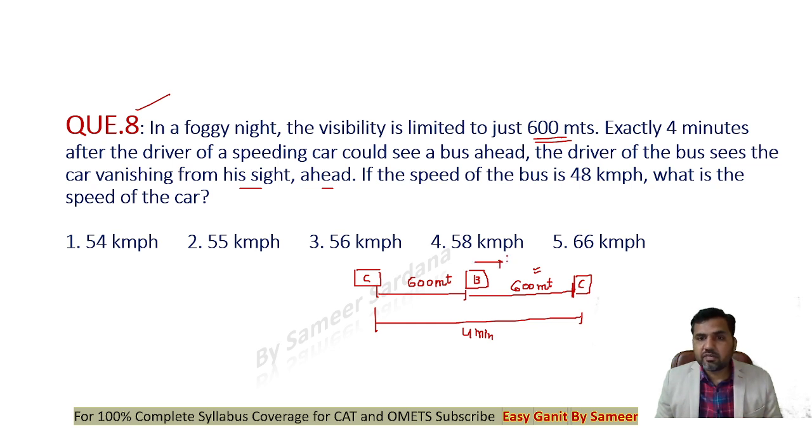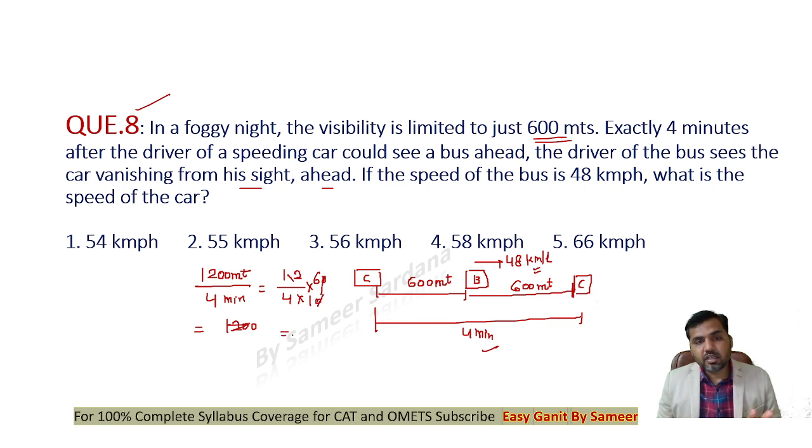The speed of the bus is 48 kilometers per hour. So the car travels a total distance of 1200 meters, at a relative speed with respect to the bus, in 4 minutes. So you simply find out what speed is required if a 1200 meter distance has to be traveled in 4 minutes. Meters can be converted into kilometers by dividing by 1000, so this is 1.2 kilometers. 4 minutes can be converted into hours: 4 by 60.